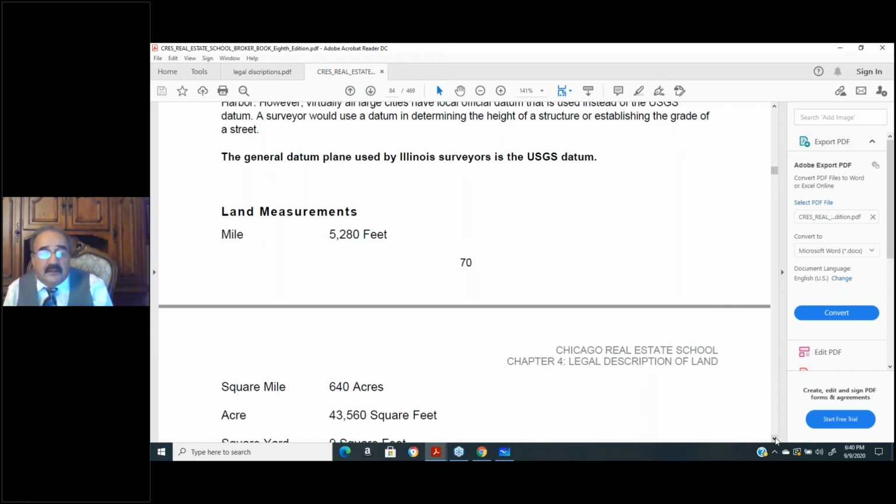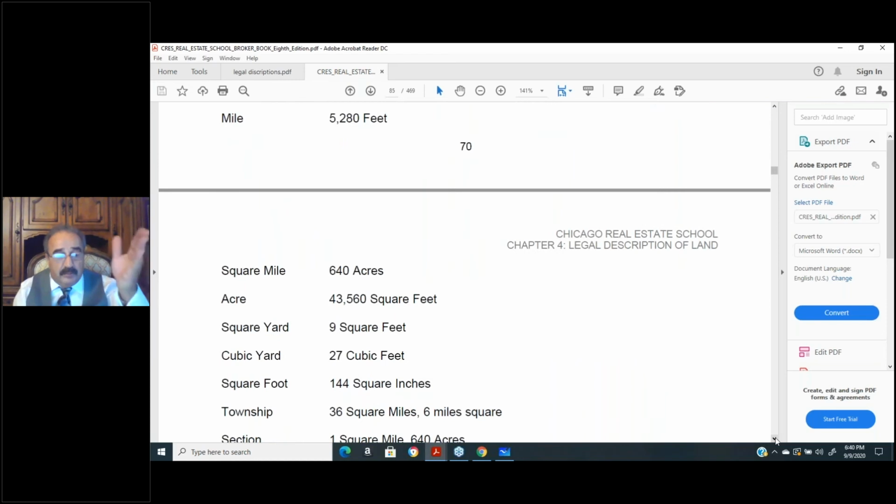A mile contains 5,280 linear feet. A half a mile is 2,640. Occasionally, you might see this. This next one, a square mile, put an X by that one, contains 640 acres. Put an X by the next one. 1 acre equals 43,560 square feet. Remember 7-Eleven? 4 and 3 is 7, 5 and 6 is 11, 43,560 square feet.